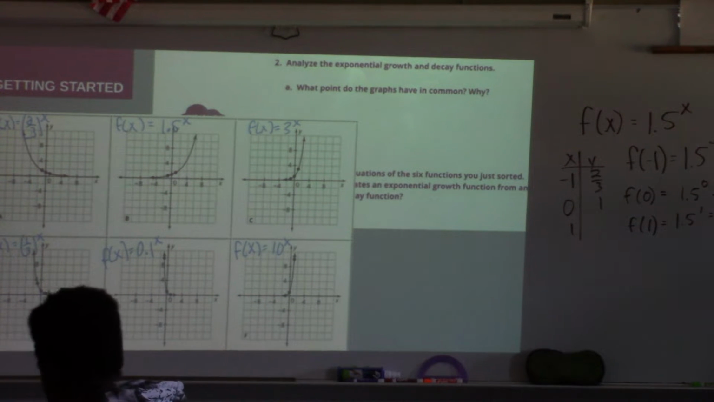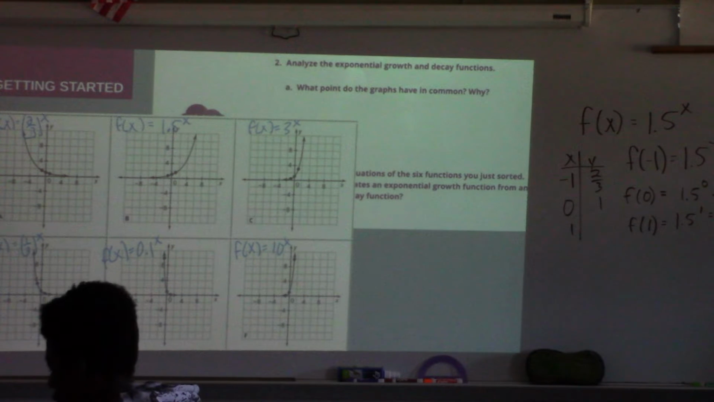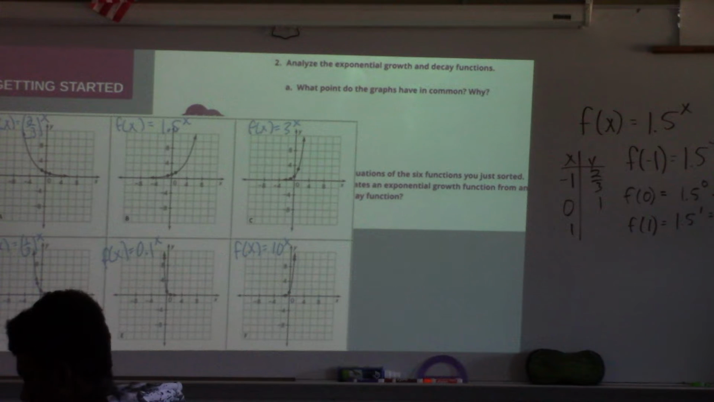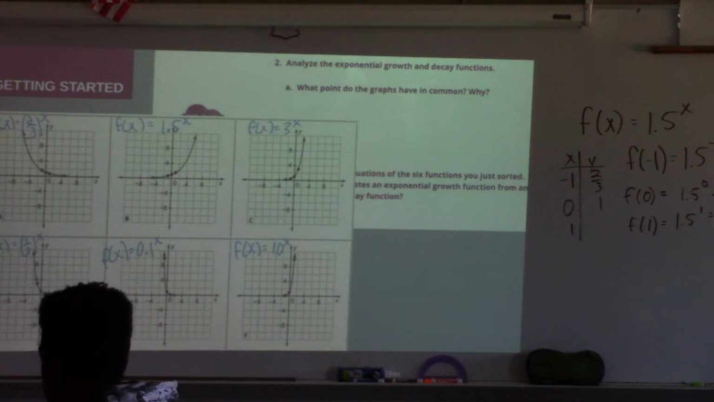For a similar reason, 3 to the -1, I still started with a 1, but what am I doing instead of multiplying? Dividing by what? 3. For the same reason, 3 to the -2 would be 1, and then divided by 3 times 3. You've got to know that. You've got to understand how those exponents work.